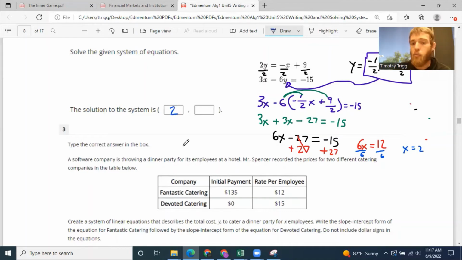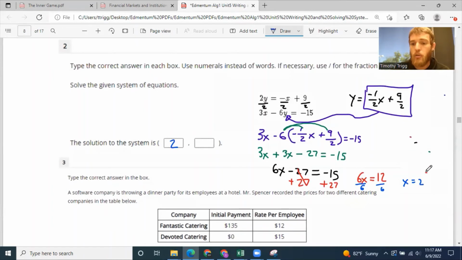How do we find the value of y? Well, what you can do is replace x into this equation, substituting x for 2 in this case. How would that look? I'm going to go ahead and write it over here. So that'll be y equals, and it's going to be -1/2 times the x is 2, plus 9/2.